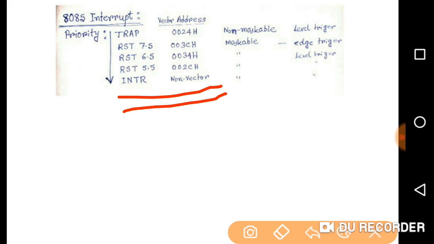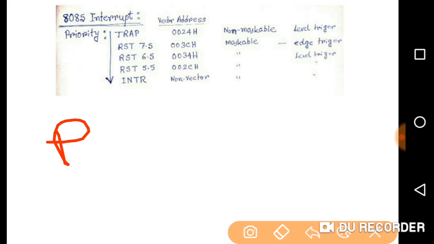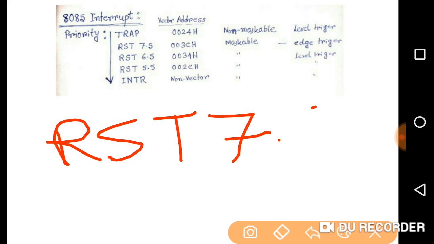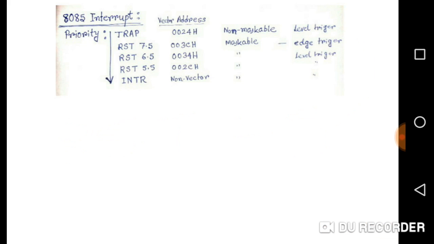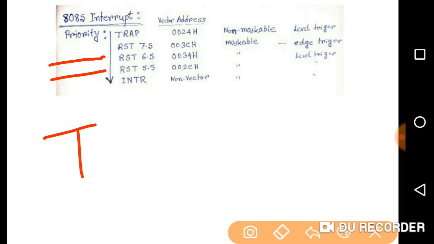And also remember this, only RST 7.5, this interrupt is edge triggered. Remaining all the interrupts are level triggered. Okay. So here the interrupts are arranged according to the priority basis. If the question comes, which is the highest priority interrupt, that will be trap.